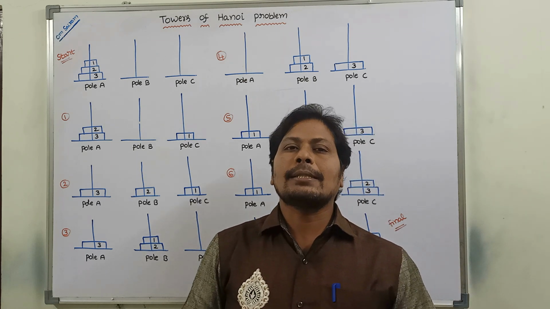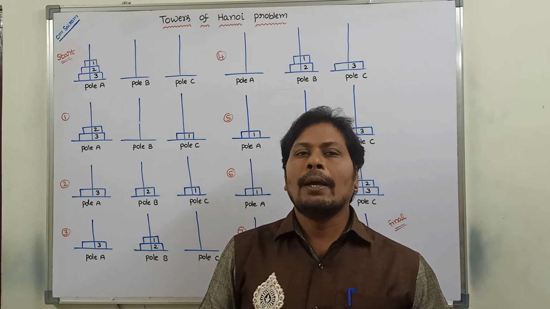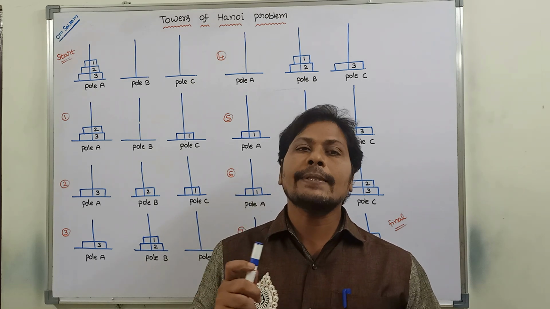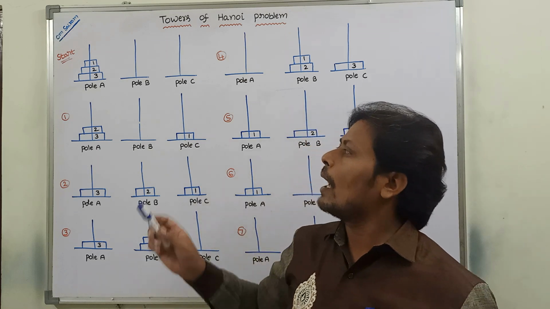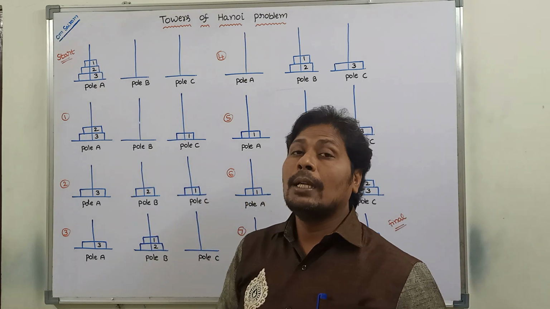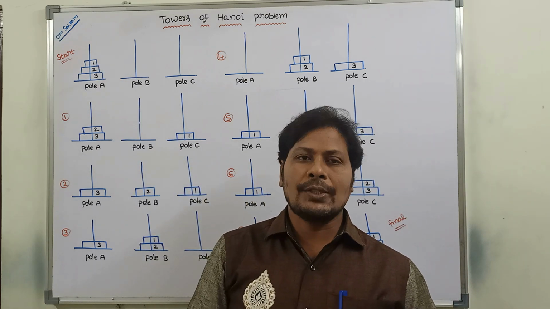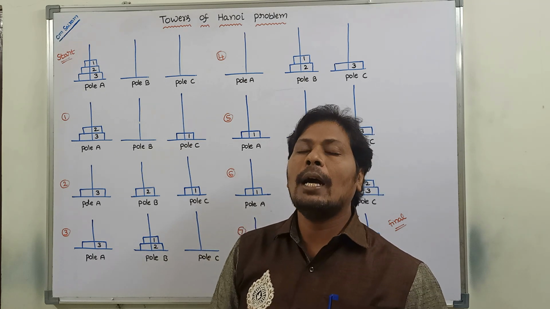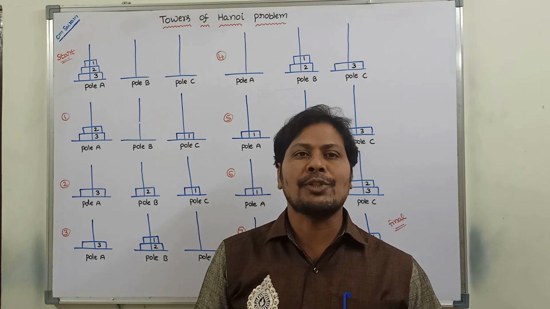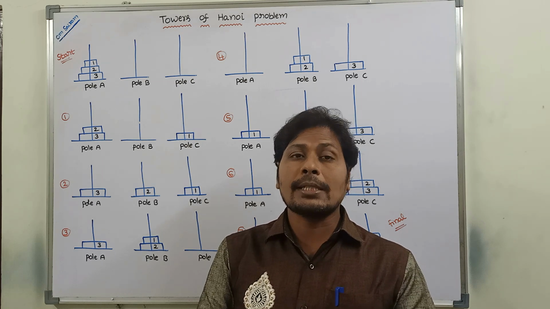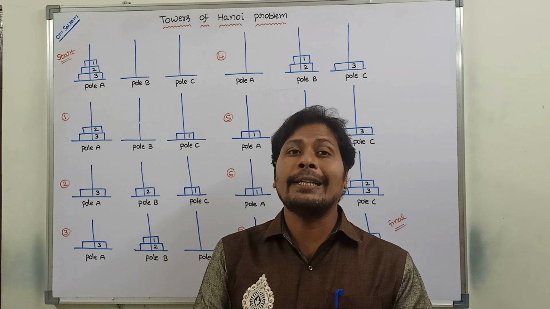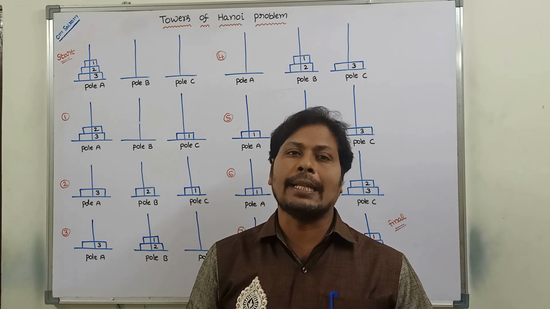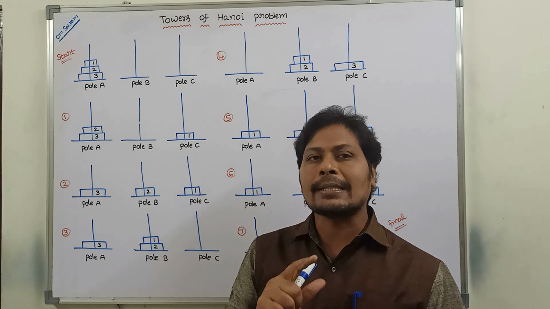The second rule is that a larger disc cannot be placed on a smaller disc. Among the three discs, disc 3 has the largest weight, disc 1 has the smallest weight, and disc 2 has the average weight. So the largest weighted disc cannot be placed on the smaller weighted disc. This is the second rule.